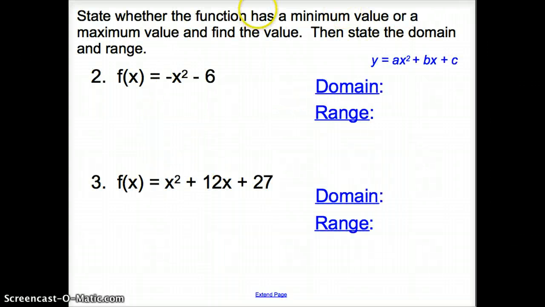So let's try it. Now here we're asked to state whether the function has a minimum value or a maximum value, and then find the value. Then we'll be asked to state the domain and range. So first things first, will we have a minimum value or a maximum value with number 2? Well, since this guy opens down, it gives us a maximum value.